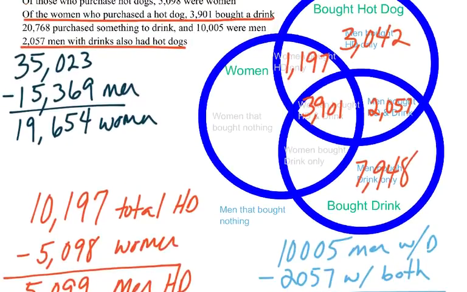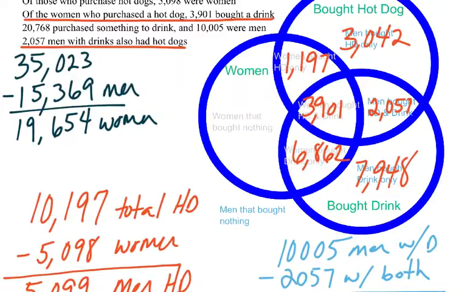And then you should be able again to see that total right there is the last drink category, or the last drink section. So we're going to take this total number of drinks purchased and subtract all three numbers. When you do that, you get 6,862 women that bought only a drink.